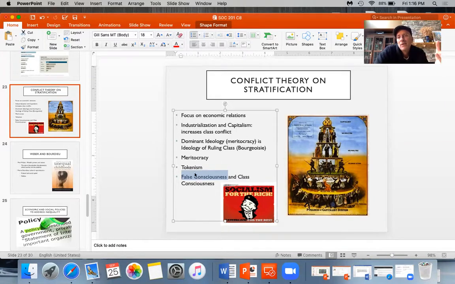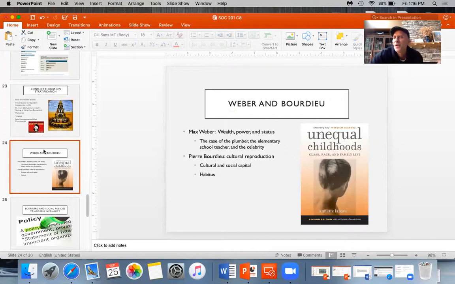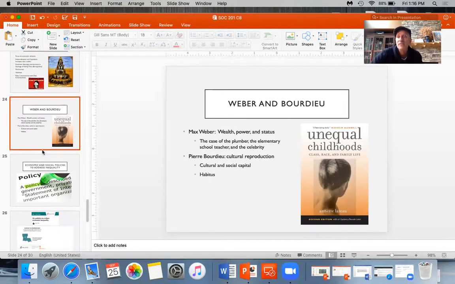What Marx says is that workers, people, have to start to realize how the system is set up to benefit the haves, and they need to develop consciousness and start to advocate for change. A little bit of that is going on now, right? There's racial consciousness, gender consciousness, and maybe a little bit of class consciousness as well.